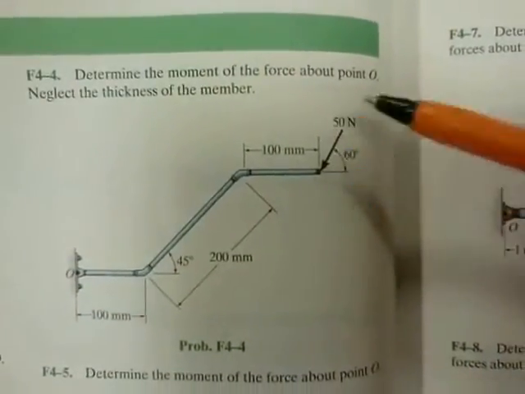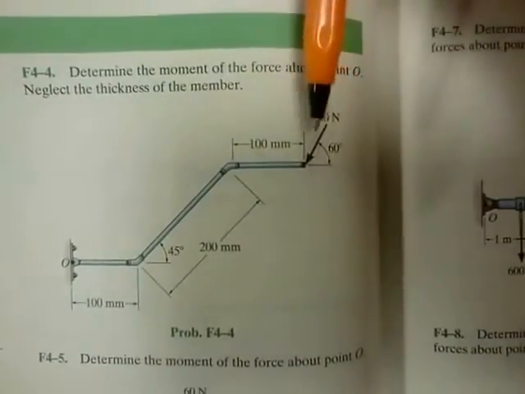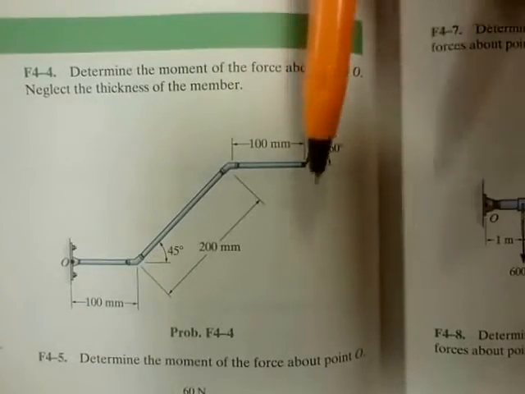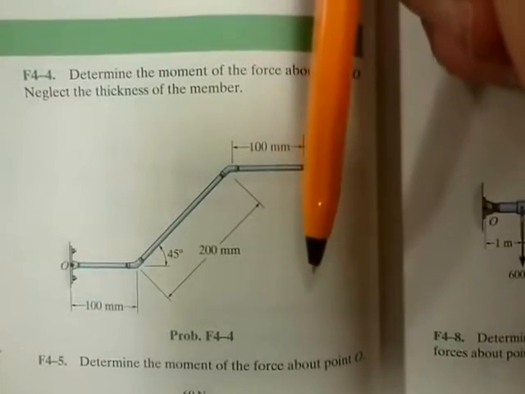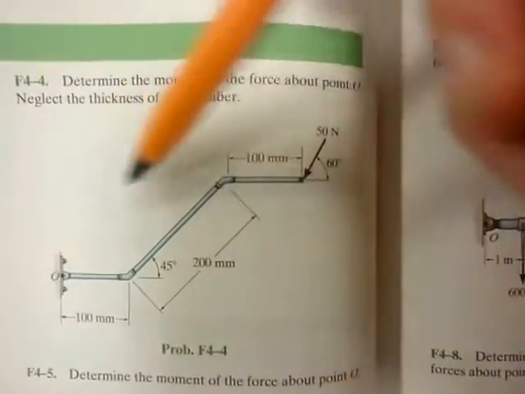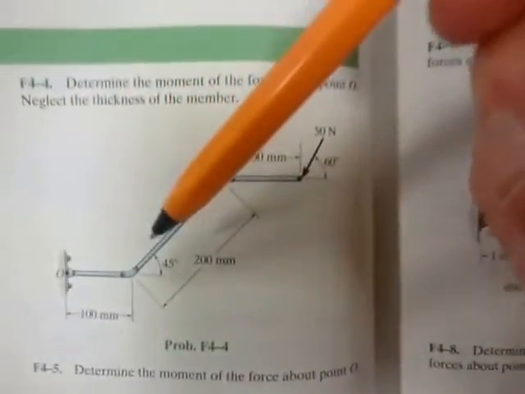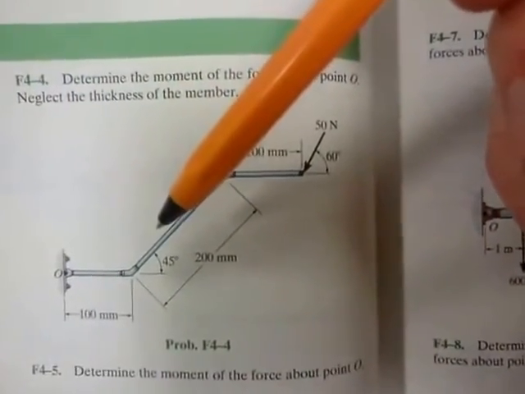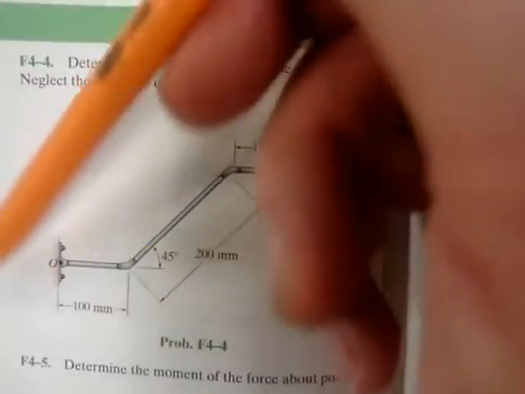What about that one there? Well, if we've got the force going down like that, can you see you go towards the point of rotation? It wants to cause a clockwise rotation.